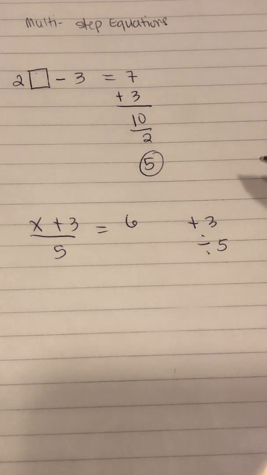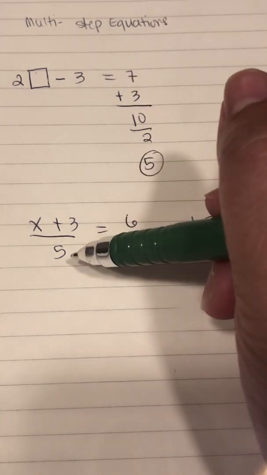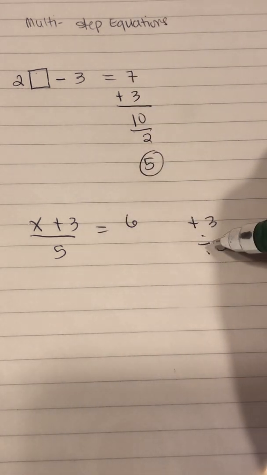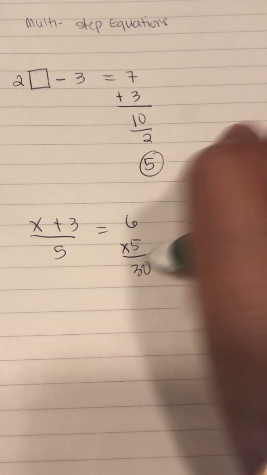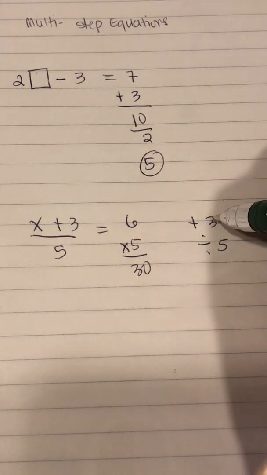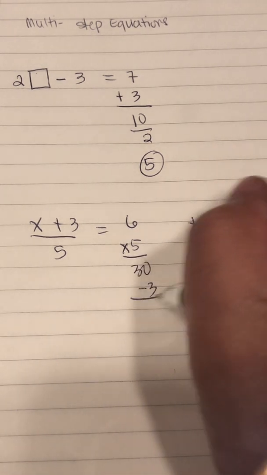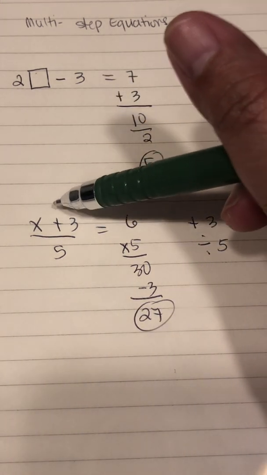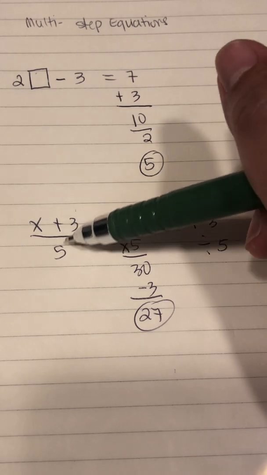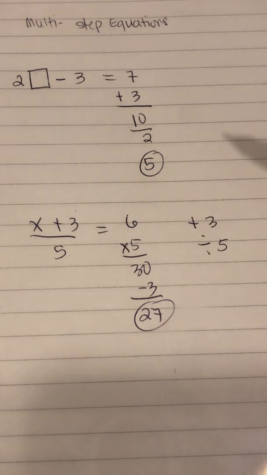Okay, and remember, we are just reversing what was being done to your X. So the last step here is divide by 5, so the inverse operation of divide by 5 is times 5. So this is times 5, 30. And then the inverse of adding 3 is to remove the 3. So you originally had $27. So let's verify. 27 plus 3 is 30. Divided by 5, you get 6.